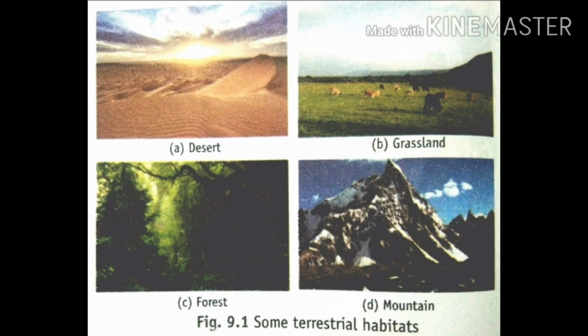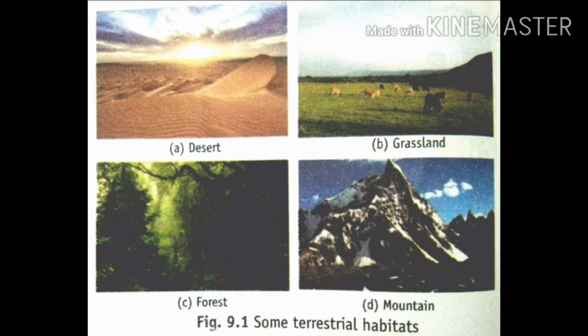First we'll see types of habitat. Living beings live on land, in water or on the trees. Based on this, habitats are classified into two types. First one is terrestrial habitat. Second one is aquatic habitat. First we'll see terrestrial habitats. Land provides the best living condition to the living organisms.